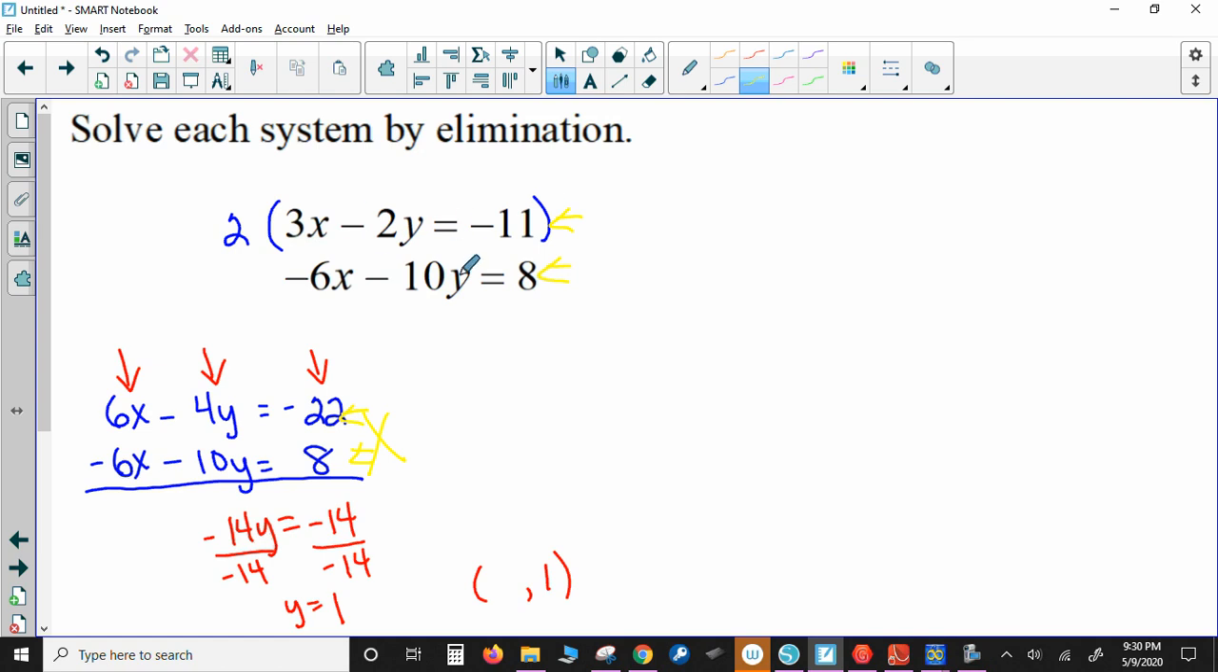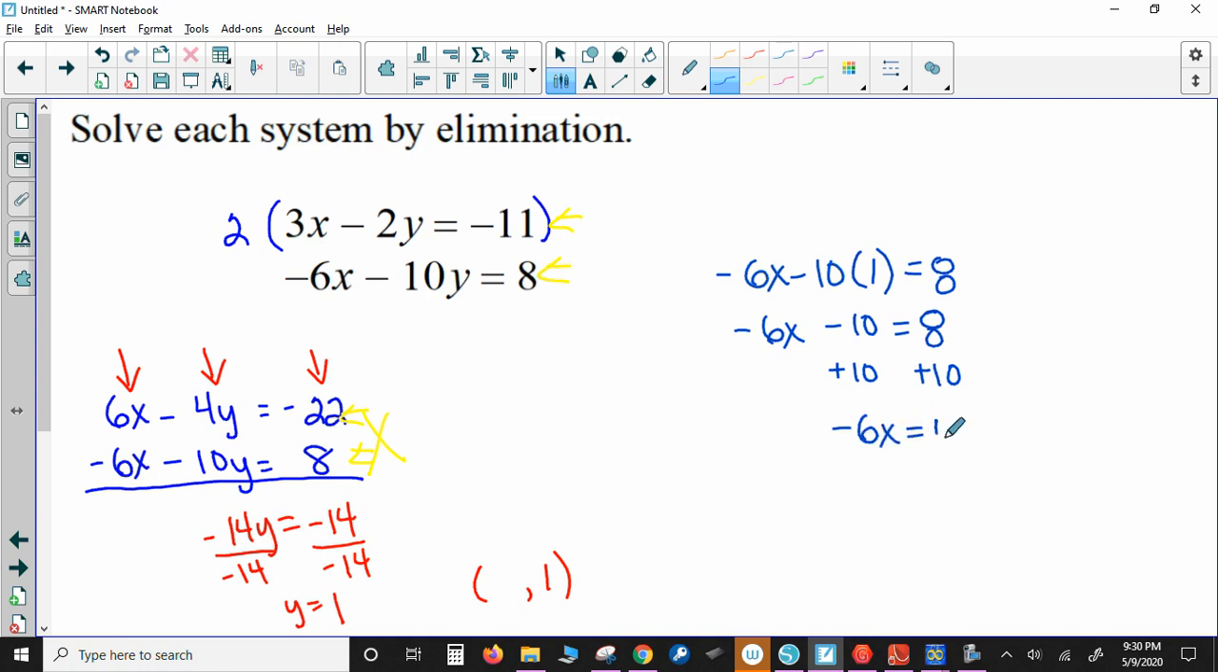I can choose the top or the bottom. I'm going to choose the bottom equation. And my reasoning is just because 8 is positive. So that's all there is to it. Like that's my thought process. So negative 6x minus 10 times 1, because we figured out that y is equal to 1, equals 8. All right, so that gives us negative 6x minus 10 equals 8. I kind of lied. I knew that this was going to be negative, and I'm going to add 10 to both sides, and I do like my positive numbers better. All right, so negative 6x is equal to 18.